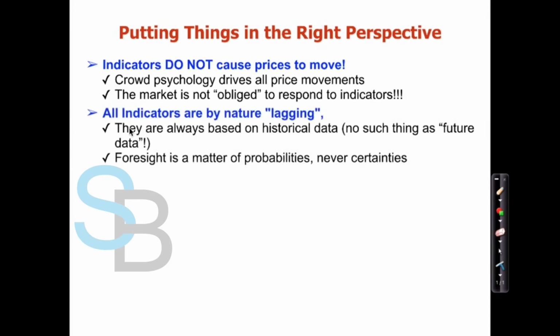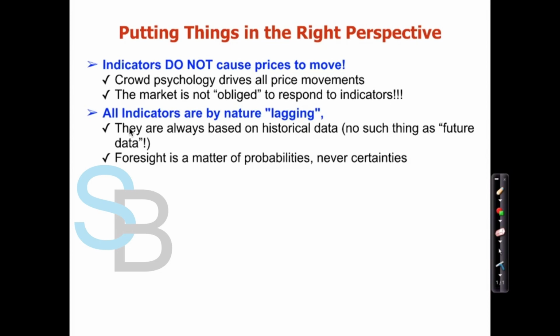So understand that all indicators by nature are lagging indicators. They are always based on historical data, and there's no such thing as future data. In other words, foresight is always a matter of probabilities and never certainties. We never use technical analysis to predict with certainty because there is no certainty, right? We use it to anticipate the probability of price movements.